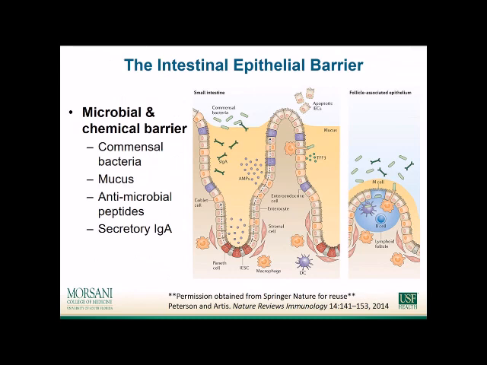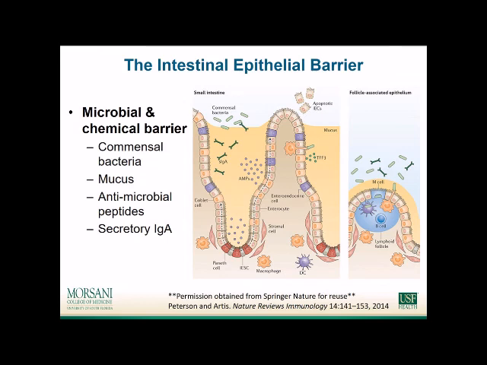Okay, so that brings us to the actual intestinal epithelial barrier function. What's keeping the bad stuff that's on the outside from getting inside? There are really three different components of this intestinal epithelial barrier. The first one is a microbial and chemical barrier.